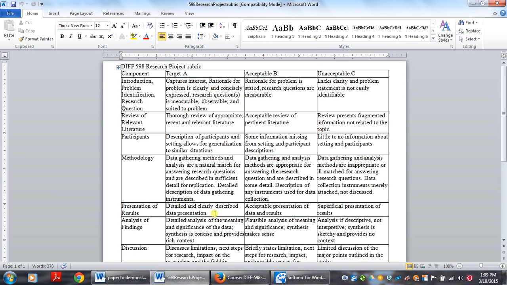If you're doing quantitative research where your data end up to be numbers, you are going to present those in some sort of a table or a chart or a graph, and then you're going to analyze them. Say, what are the differences that you found between groups? What are any statistically significant differences that you found?